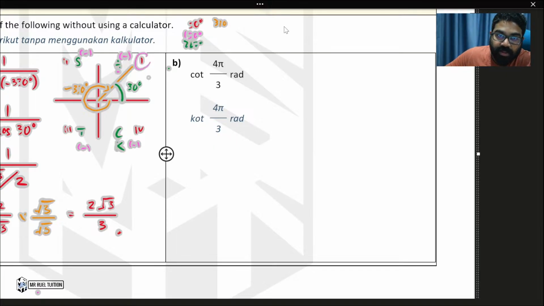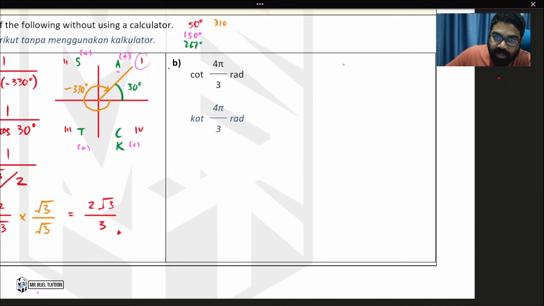Okay. Let's sketch it. So cotangent will be 1 over tangent. Let's write that first. Cotangent is 1 over tangent. 4 pi over 3 radian. Okay. So let's sketch it out here.